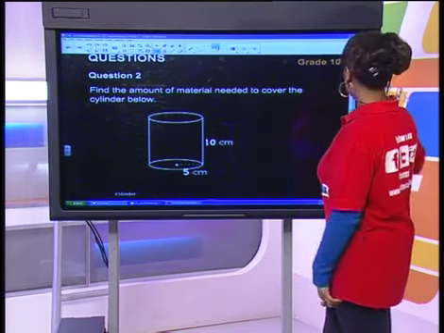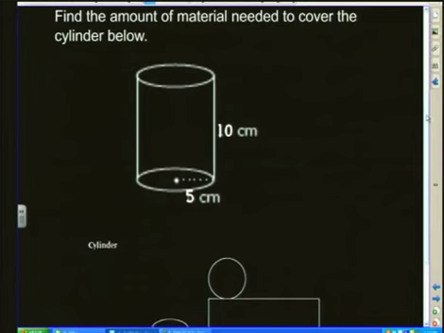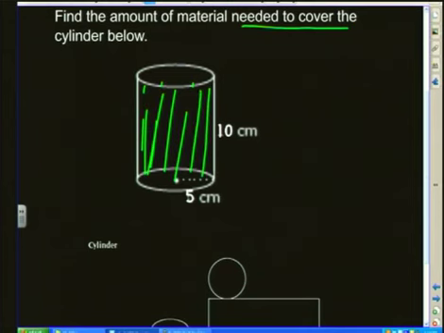All right, so here we are asked to find the amount of material needed to cover the cylinder below. Now, guys, as soon as they say you're going to cover something, we're always talking about the outside area. We're talking about finding the total surface area. So if you think about putting a wrapper around this entire cylinder, then that's what we're doing. We're finding the amount of material that we need to cover the cylinder below.